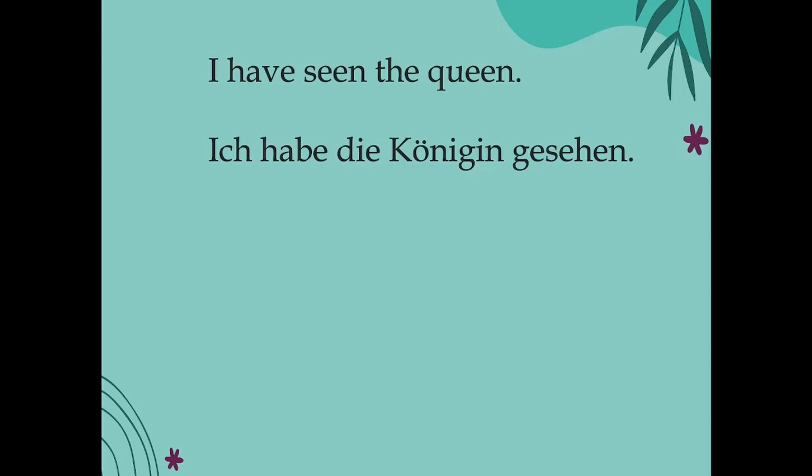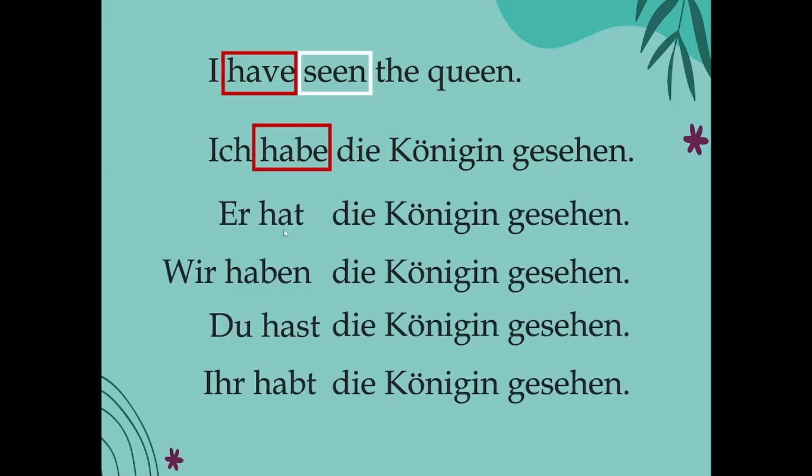So one more example. I have seen the queen, right? Ich habe die Königin gesehen. So here the helping verb is have, haben, and it is getting conjugated. Ich, first person singular, and then you have er hat, third person, masculine gender, hat die Königin gesehen. So the haben verb is getting conjugated.